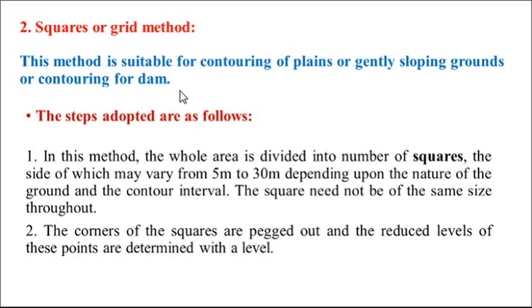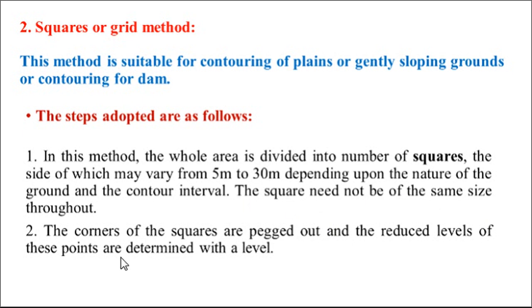Now the various steps involved in this method are: first, the whole area is divided into a number of squares, the sides of which may vary from 5 meters to 30 meters depending upon the nature of the ground and the contour interval. The squares need not be of the same size throughout the area to be surveyed.